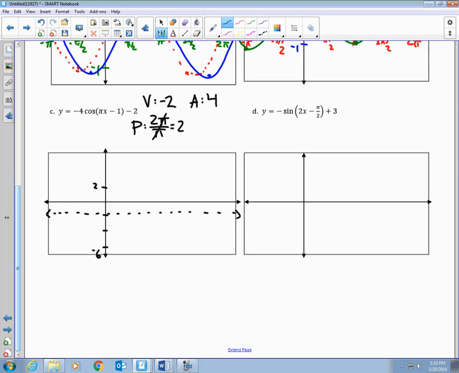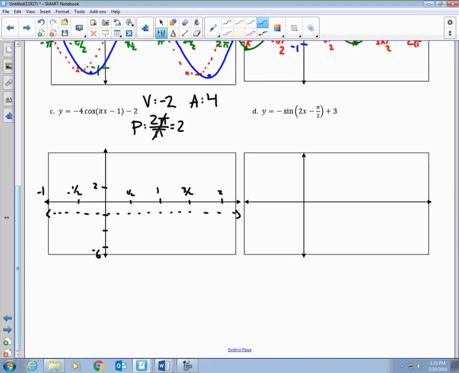So I'm going to divide that up into 4 sections. What's half of 2? 1. What's half of 1? 1/2. We get 1/2, 1, 3 halves, and 2. Okay, I have those taken care of.